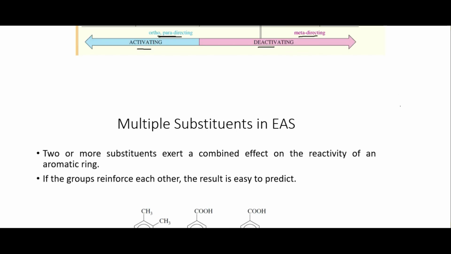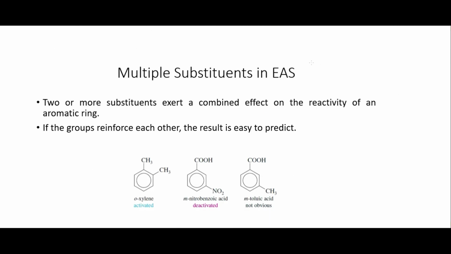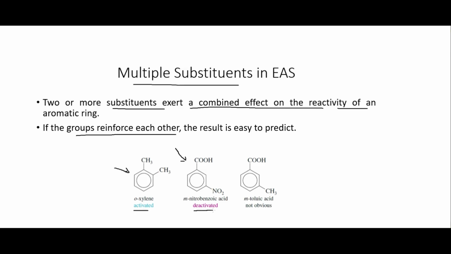So in this video, we want to look at what happens when we have more than one substituent. Two or more substituents exert a combined effect on the reactivity of an aromatic ring. If the groups reinforce each other, for instance if they are both activating like in this one, or if they're both deactivating like in this one, then the result is easy to predict. If everything is an activator, it's going to be more activated. If everything's a deactivator, everything will be deactivated.